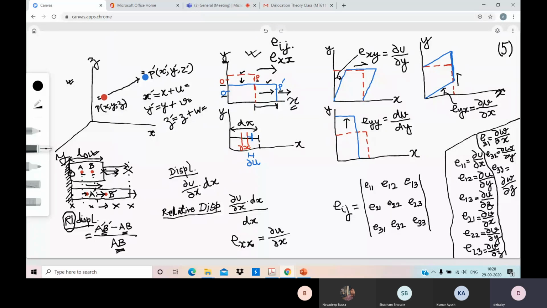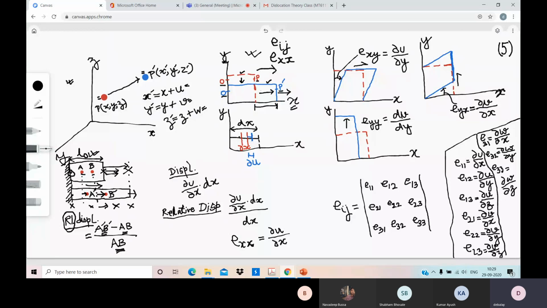Here the movement is also proportional to the x direction, because when x equals 0, displacement is 0. When x equals x, displacement is p dashed minus p. So the displacement is increasing with the increase in x. That's why we write it as sigma xx. And how to represent that?